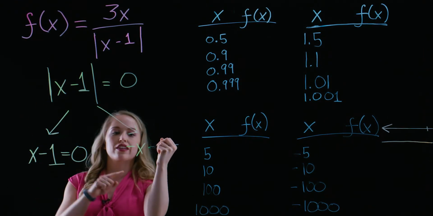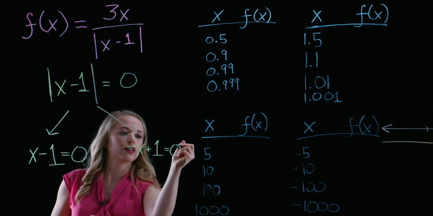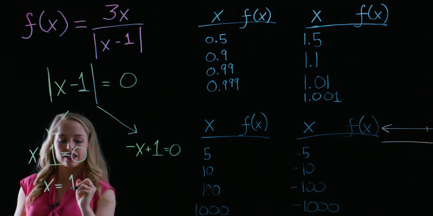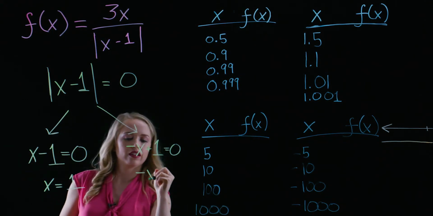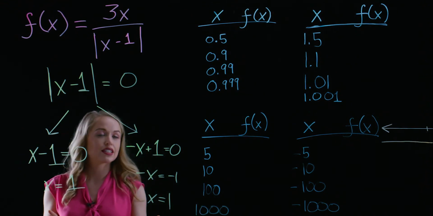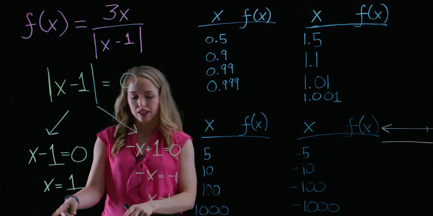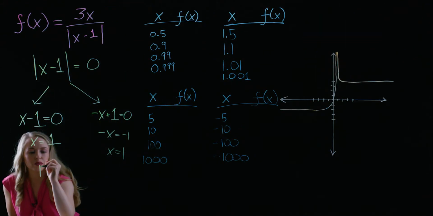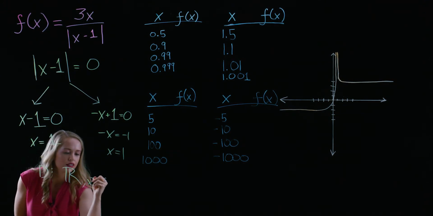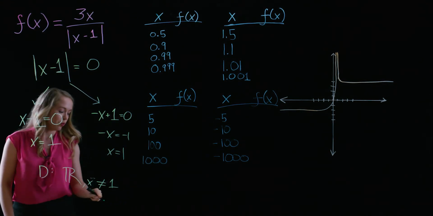So again, I'm distributing a negative sign. That'll become negative x plus 1 is equal to 0. Then I will solve for x in both scenarios. Here, this becomes x equals 1, and over here, this will actually become x equals 1 as well. So what that tells me is that my domain will be all real numbers except when x equals 1. So the domain, all real numbers, as long as x does not equal 1.